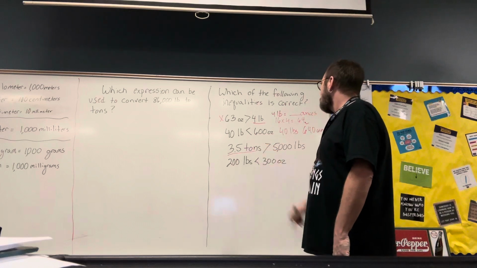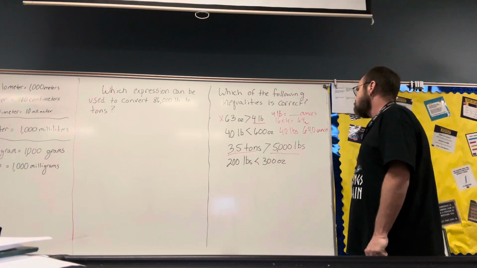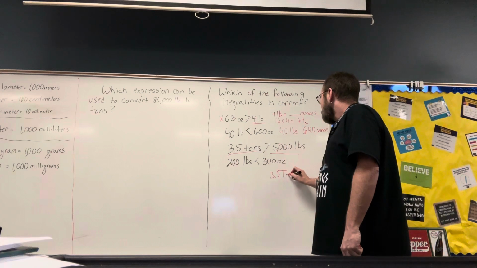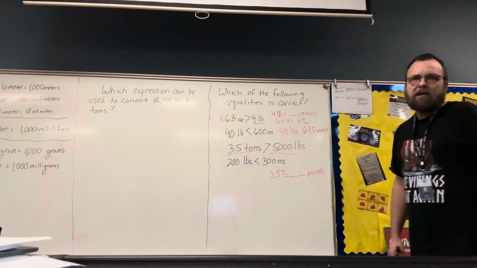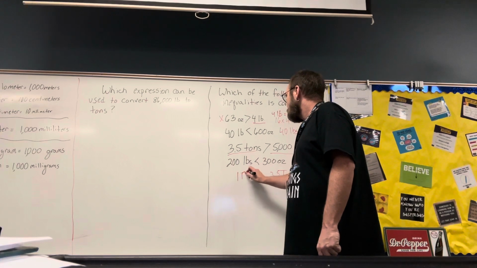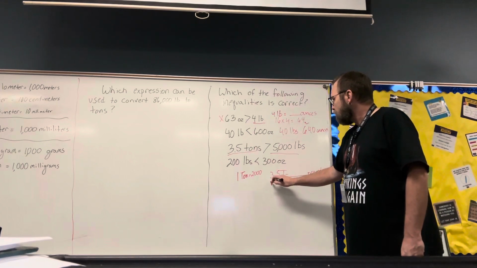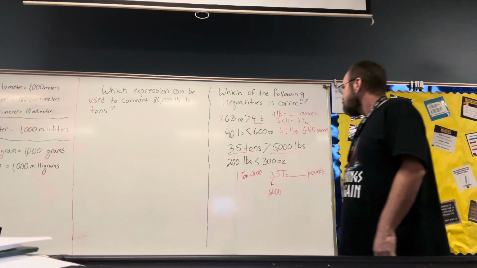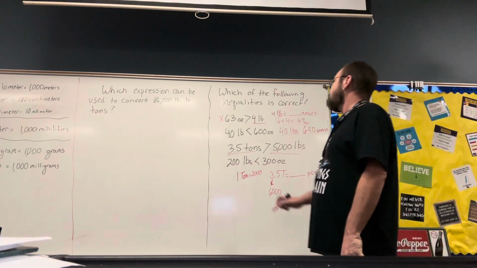Now we have 3.5 tons, and we're just comparing it. It says 3.5 tons is greater than 5,000 pounds. Well, let's check. We need 3.5 tons equals blank pounds. We need to know how many pounds are in a ton. So 1 ton equals 2,000 pounds. So 3 tons would be 6,000 pounds. So 3.5 tons is greater than 5,000 pounds.